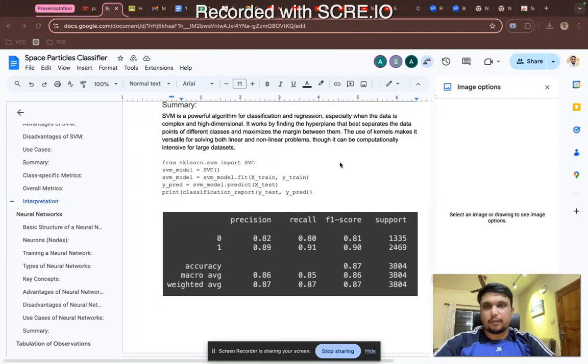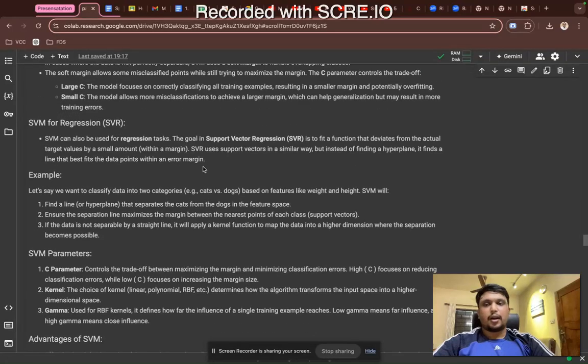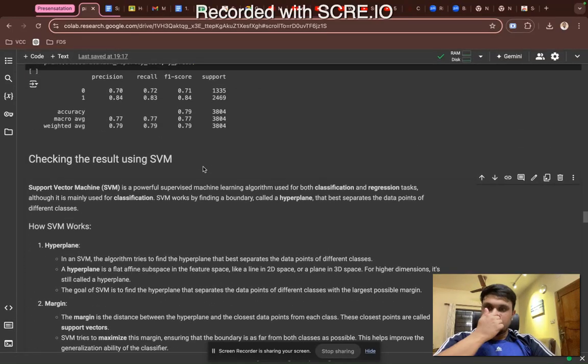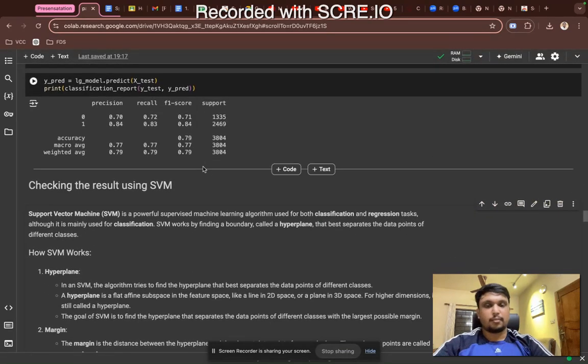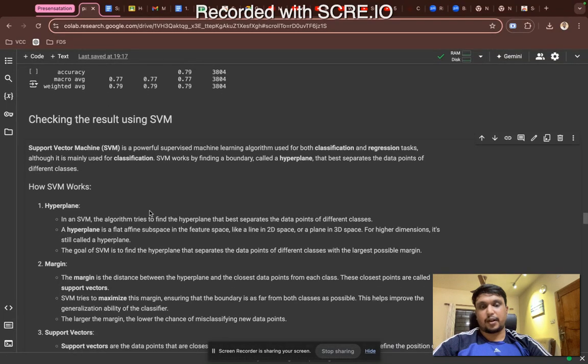Okay, starting off. So our project, I'm going to explain how we use SVM to classify between the two space particles, either a gamma or a hadron. So we're using the support vector machine approach for the classification.